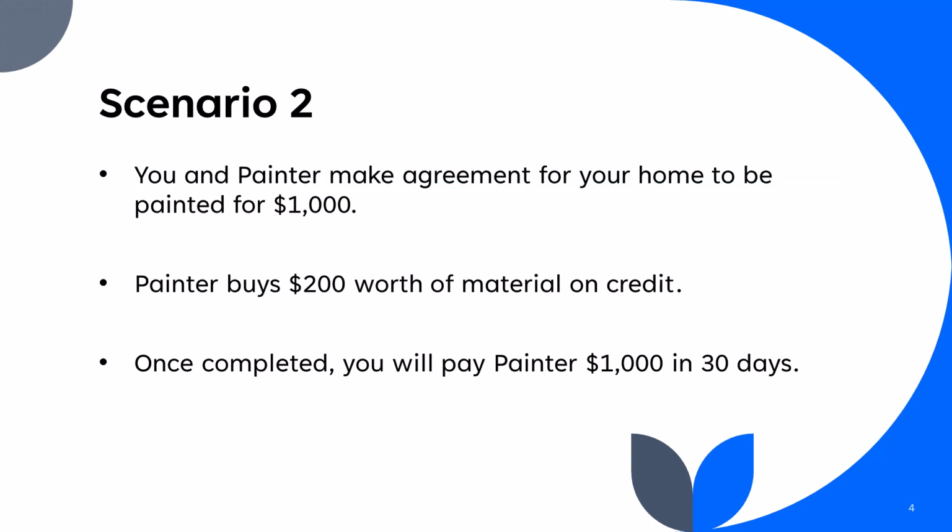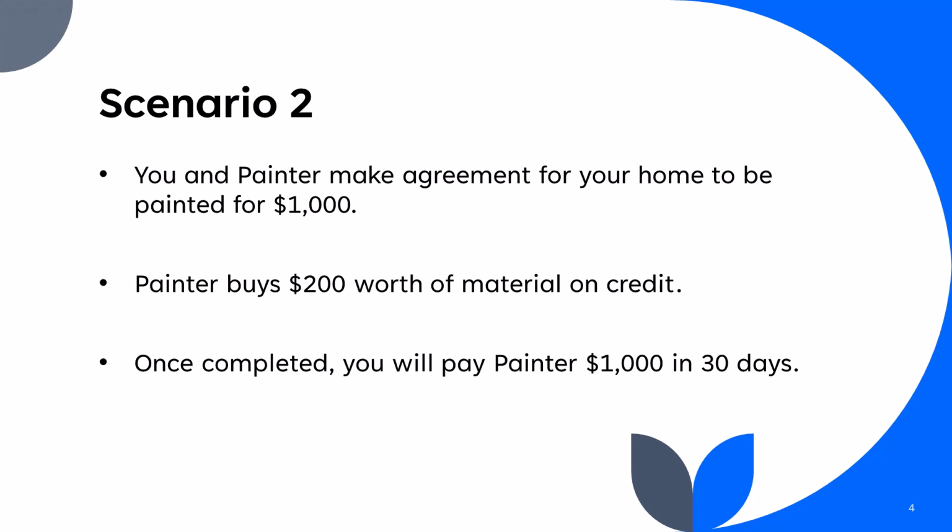Under the second scenario, let's assume all of the same details, except when the painter goes to the store and purchases $200 of material, he tells the store manager, hey, just invoice me for today's purchase and I'll pay within 60 days. And so the painter comes back to your home, paints your house, and you tell the painter, hey, I'll pay you the $1,000 in about 30 days when I get some money.